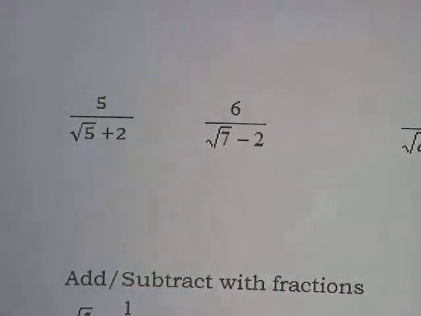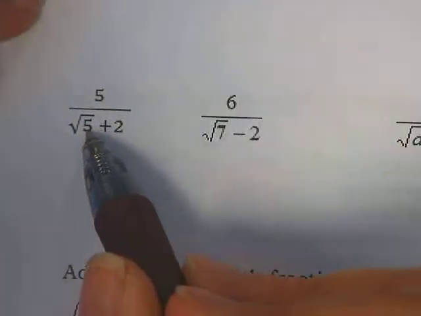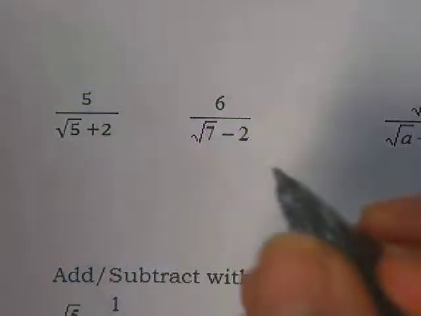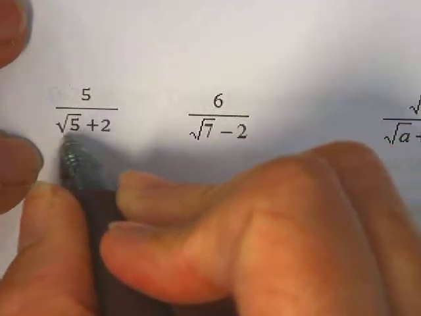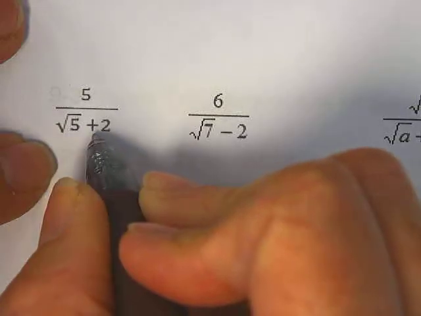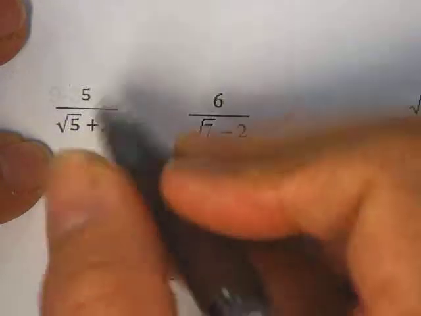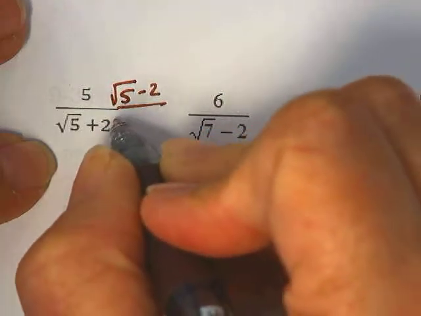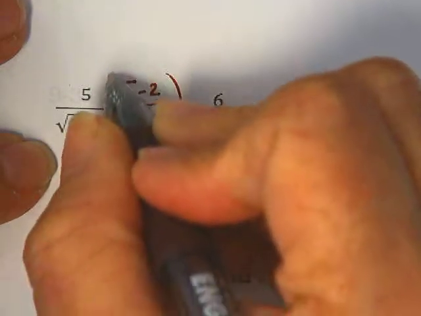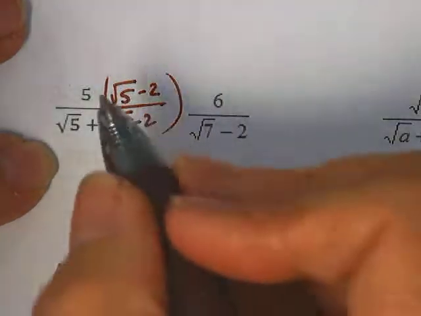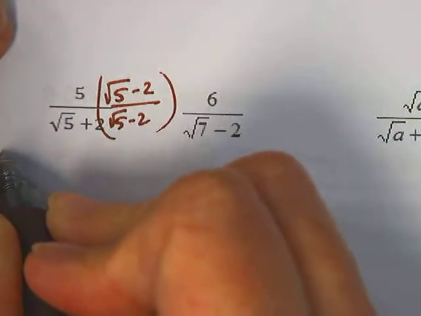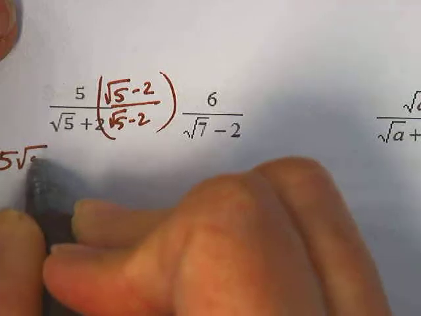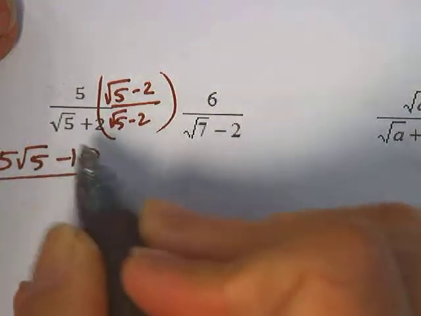Conjugating we do when we have 2 terms in the denominator, with at least one of them having a square root. So we need to multiply by the conjugate of this, which is itself, but with the opposite sign in the middle. So I'm multiplying by the square root of 5 minus 2 over the square root of 5 minus 2. And we distribute the 5, so we get 5 square root of 5 minus 10.